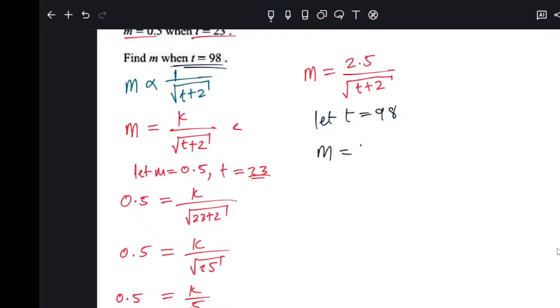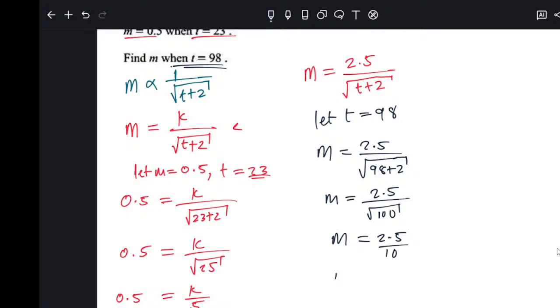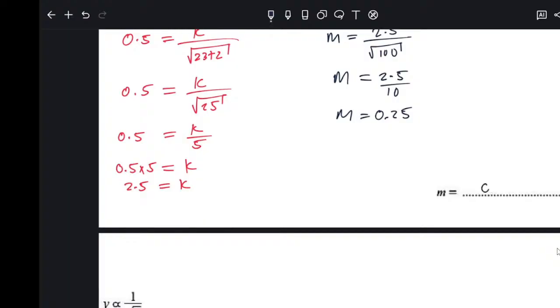m will be equal to 2.5 over the square root of 98 plus 2. So m is equal to 2.5 over the square root of 100. What is your m now? It's going to be 2.5 over 10. Your m will be 0.25. There we go, 0.25. We are going to get the best results in the whole world.